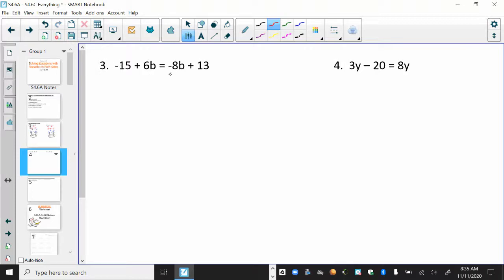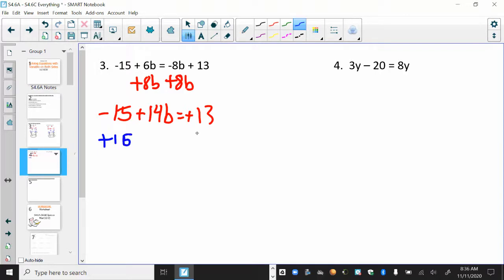So let's move it across. So we're going to add 8b and add 8b. All right, bring them down, negative 15. 6 plus 8 is going to make 14, bring down the b, equals, those go to 0, and 13. I could write plus 13 if I wanted to. That'd be okay. Then I'm going to undo my term, so plus 15 and plus 15. Bring them down. That leaves me 14b.